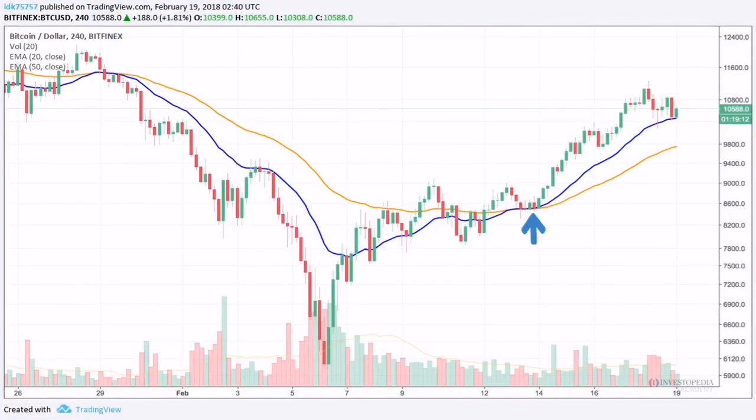Now the first chart we're looking at here is a chart of Bitcoin versus the dollar, and each candle represents 240 minutes or 4 hours of time. This is on the Bitfinex exchange. Now I've drawn two exponential moving averages already on this chart, the 20-day and the 50-day. The 50-day is in yellow and the 20-day is in blue.